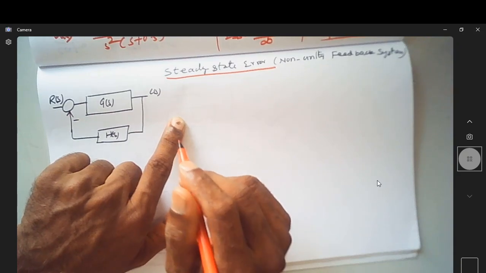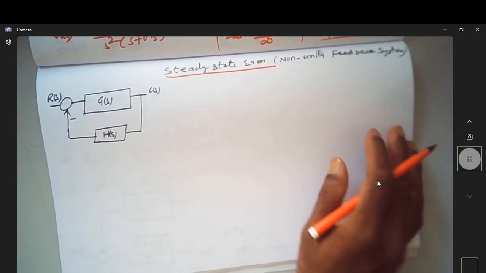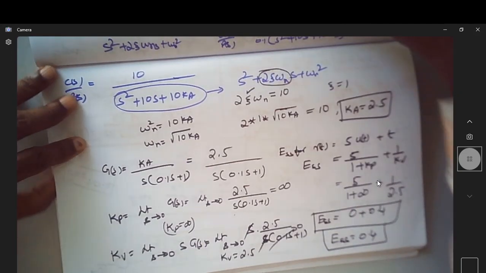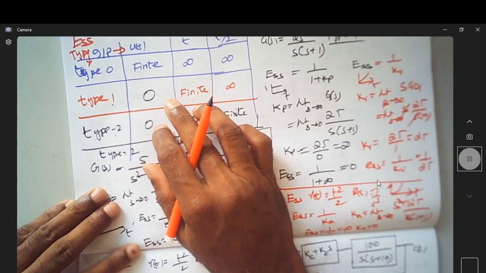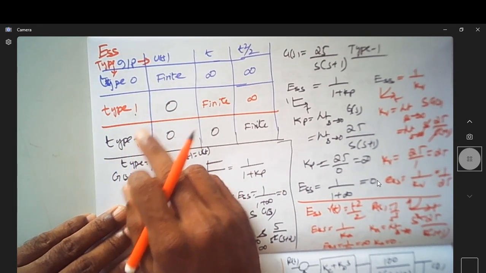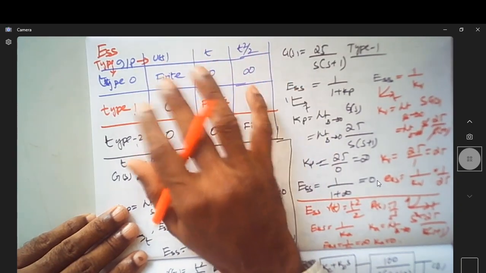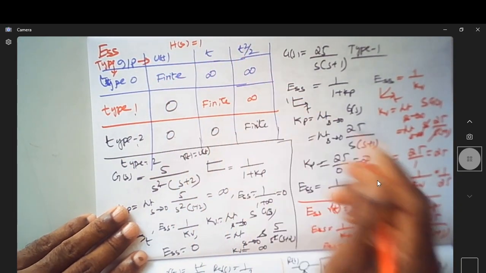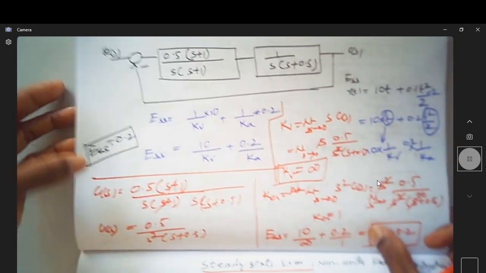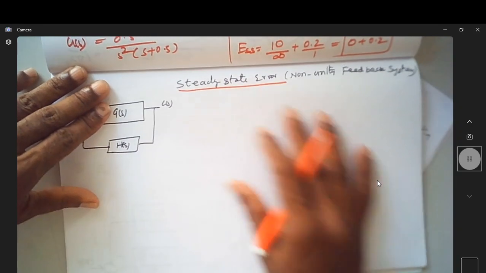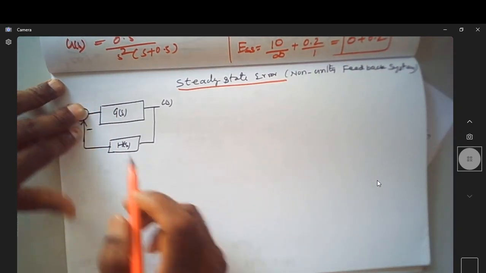In the previous videos we have seen how we find out the steady state error of a unity feedback system, where the error was given by 1 over 1 plus Kp, and so on. These were the tables we obtained for type 0, type 1, type 2 systems with the different types of inputs. In all these cases the consideration was H(s) equal to 1, a unity feedback system. In case of a non-unity feedback system, we cannot use those error coefficients like Kp, Kv, Ka.